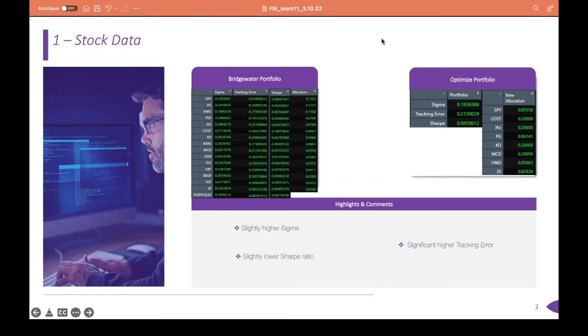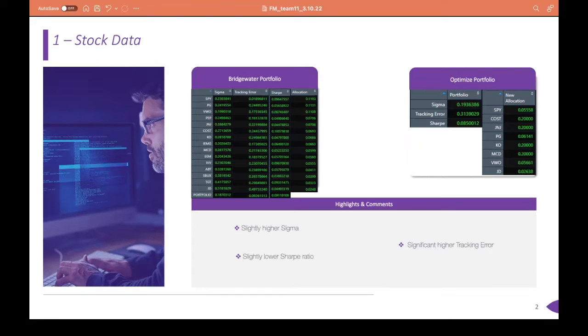Okay, as you can see on the right part, there's the optimized portfolio, where you can see the new sigma, tracking error, and Sharpe ratio, and the new allocation for only 7 stocks that we got from running the optimization code, and this was the result for the new portfolio. The constraint that we put on the allocation was a maximum allocation of 20%. That's why we have 7 stocks of 15.